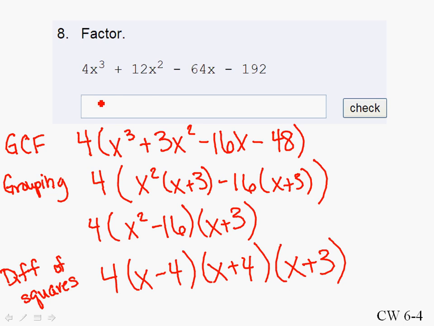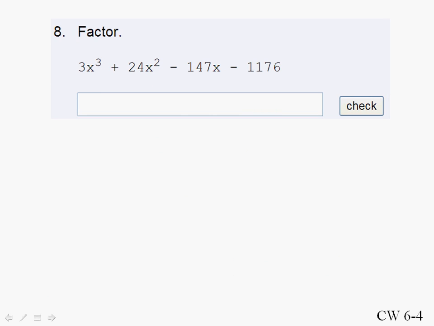So our final answer for the factors of this polynomial is 4 times x minus 4 times x plus 4 times x plus 3. Notice we have 3 factors, and this is a degree 3 polynomial. Let's do one more example.